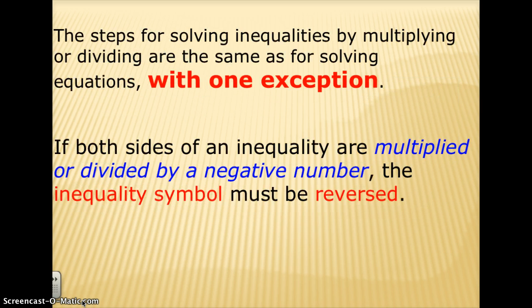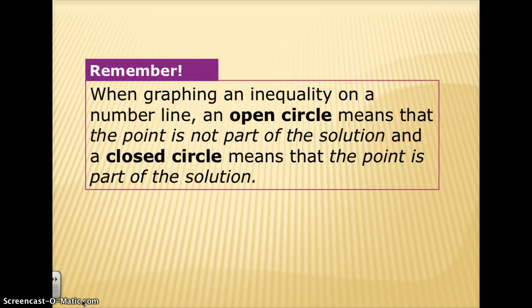The steps for solving inequalities by multiplying or dividing are the same as for solving equations, with one exception. If both sides of an inequality are multiplied or divided by a negative number, the inequality symbol must be reversed. So the negative changes the direction of the sign. Remember, when graphing an inequality on a number line, an open circle means that the point is not part of the solution. A closed circle means that the point is part of the solution.